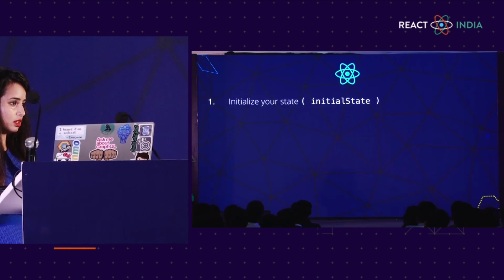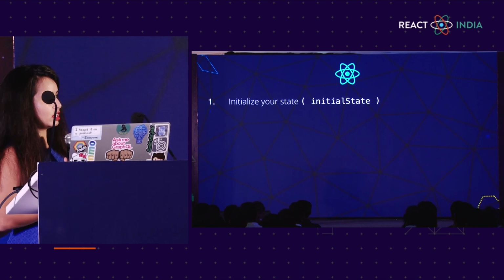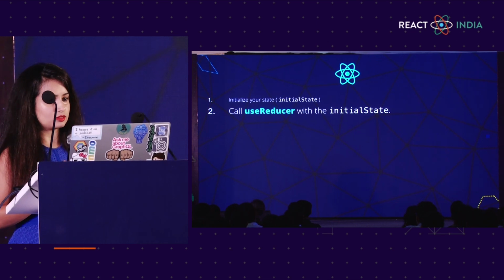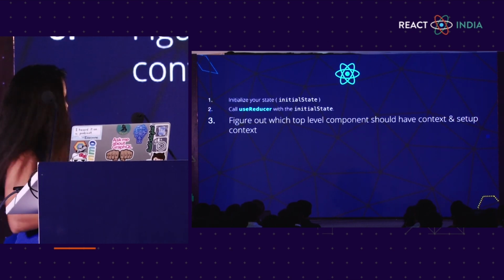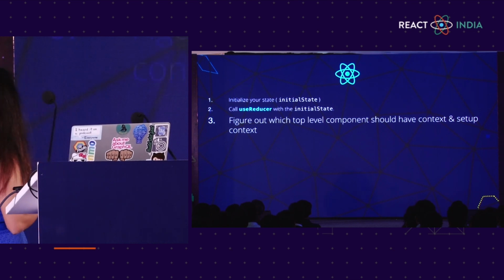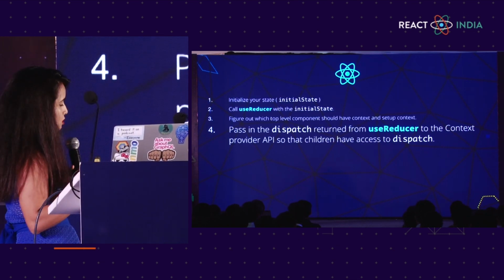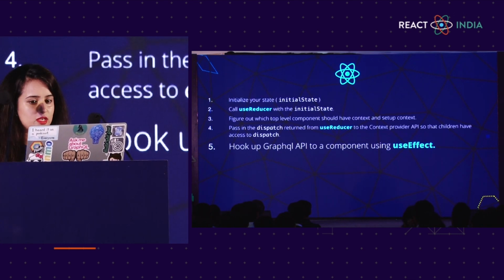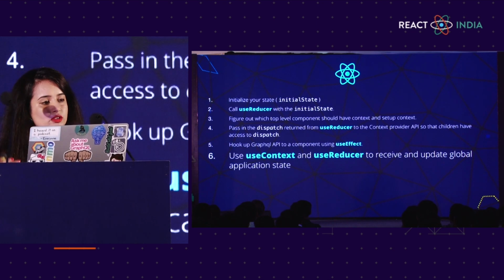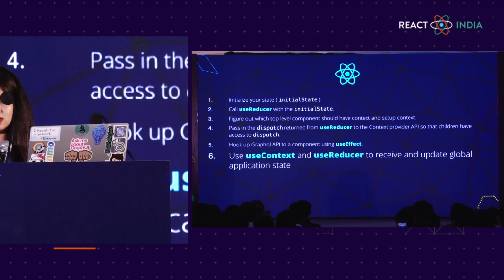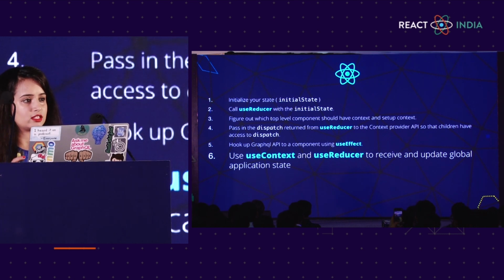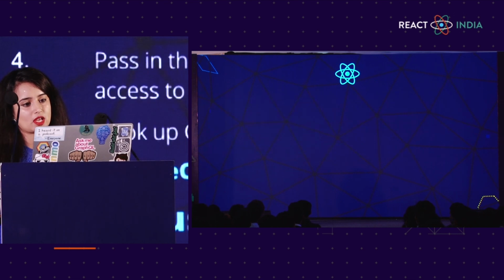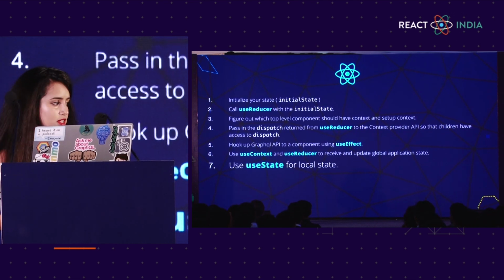Okay, so to recap, first of all, initialize your state at the very top component. Then call useReducer with the initial state. Figure out which top level components should have context and set up context. Then pass in the dispatch from the useReducer. And then hook up the GraphQL API in useEffect. Use context with useReducer to receive and update the global state and dispatch actions whenever you need to. And then use useState for updating local state whenever you need to.